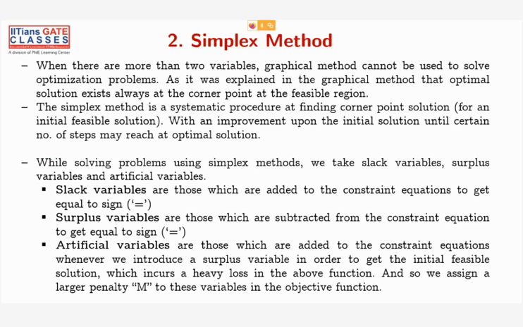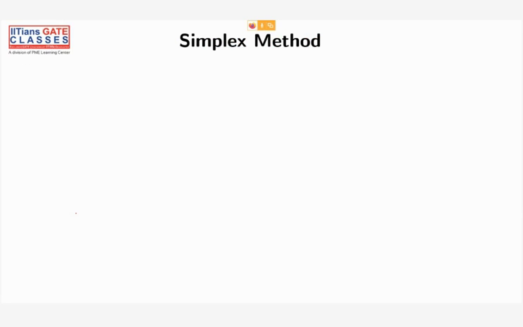So while solving, unlike the previous graphical methods, there are three things that we are discussing here: slack, surplus, and artificial variables. Let me go to this. Let's say you have some equation. 4x1 plus 4x2 is less than or equal to 60. Let us assume this is your constraint. Okay, this is your given constraint.